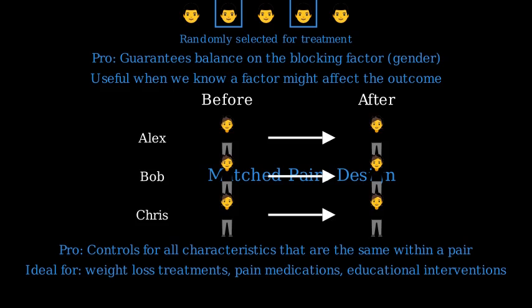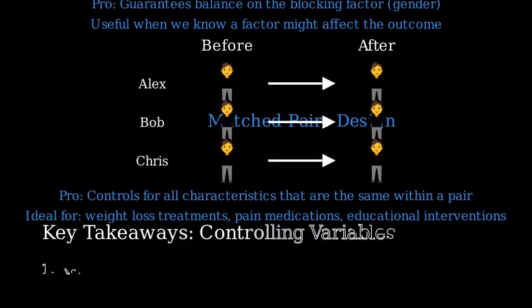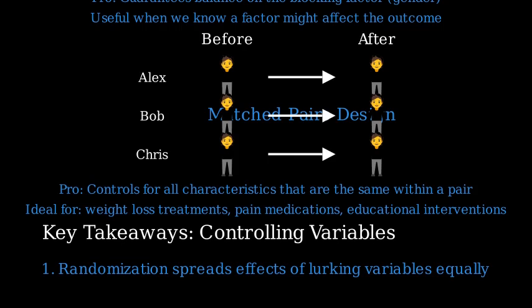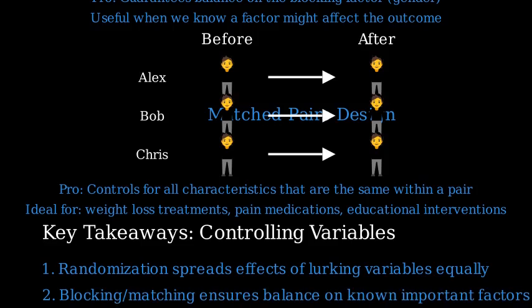Let's summarize the key takeaways for controlling variables in experimental design. Randomization breaks the link between treatment assignment and lurking variables, spreading their effects roughly equally across groups. Blocking and matching go further by ensuring exact balance on important factors you know in advance. Always include a placebo or some control group so that you can separate true treatment effects from other influences.